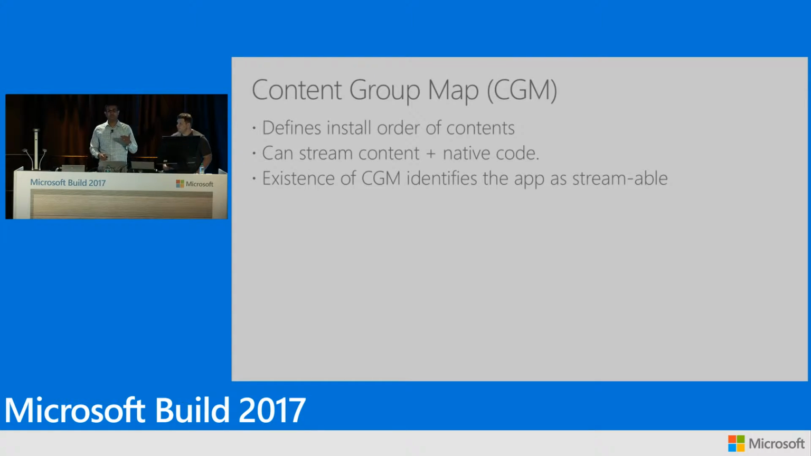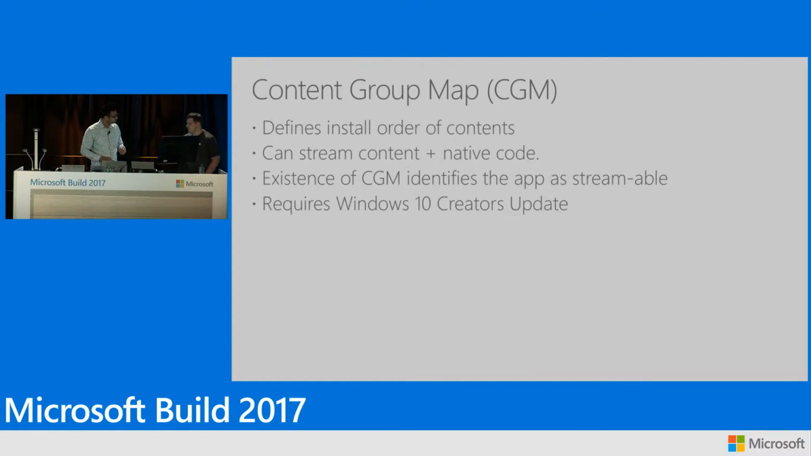Again, if this content group map, which is a file, is present in your package, it tells the OS that this application is now streamable. Okay? And streaming is new with the Windows Creators Update. So make sure you set your package to point to the Creators Update as your min OS version.